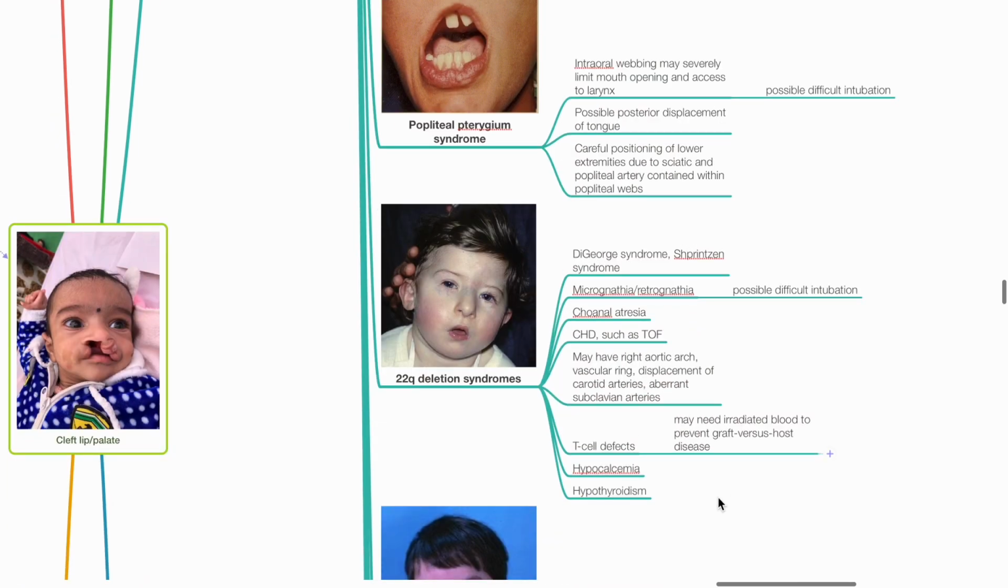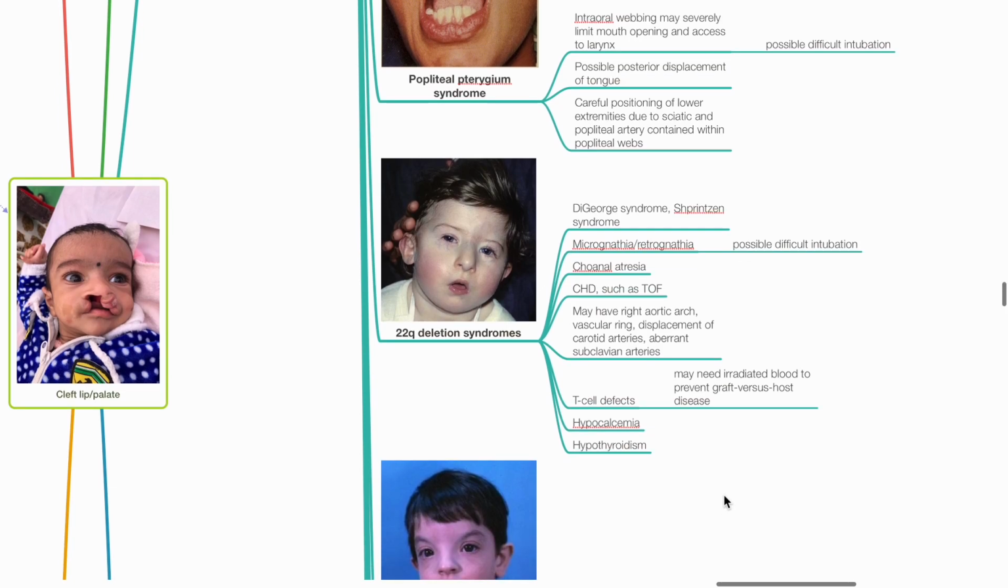22q deletion syndromes, such as DiGeorge syndrome. Features include micrognathia, retrognathia, choanal atresia, congenital heart disease such as TOF, right aortic arch, vascular ring, displacement of carotid arteries, aberrant subclavian arteries, T-cell defects, hypocalcemia, and hypothyroidism.